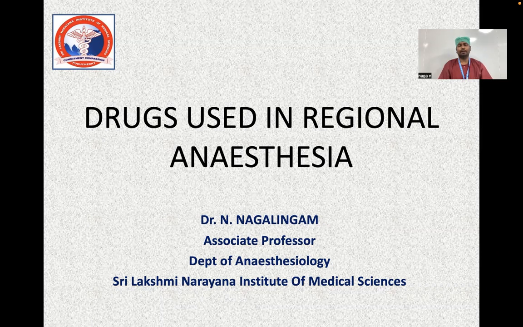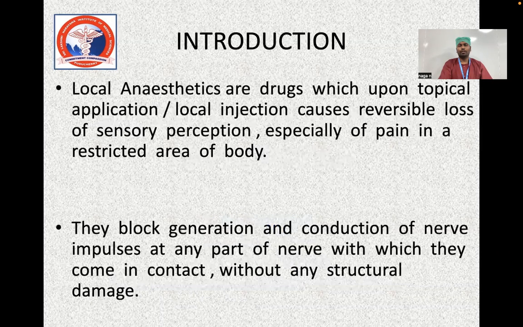Today, we will discuss the drugs used in regional anesthesia. Local anesthetics are the most common drugs used in regional anesthesia. Local anesthetic drugs, used upon topical application or local injection, cause reversible loss of sensory perception, especially of pain, in a restricted area of the body.